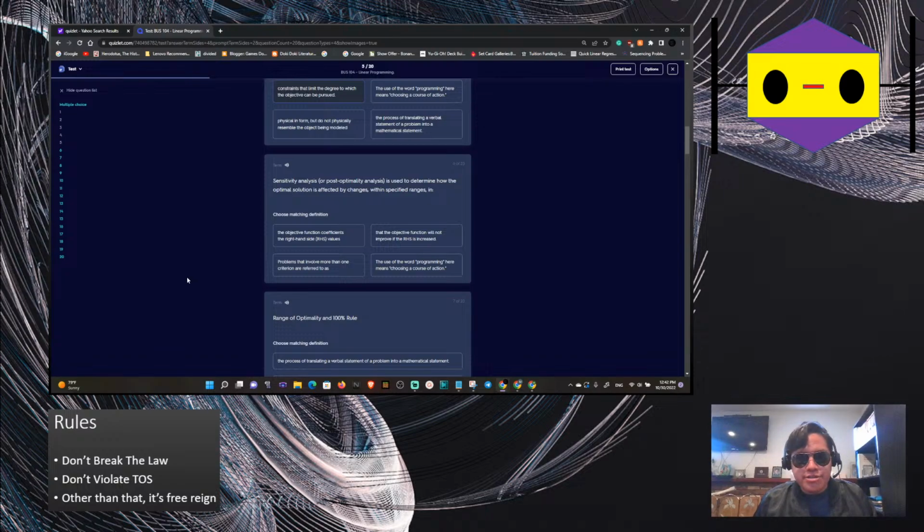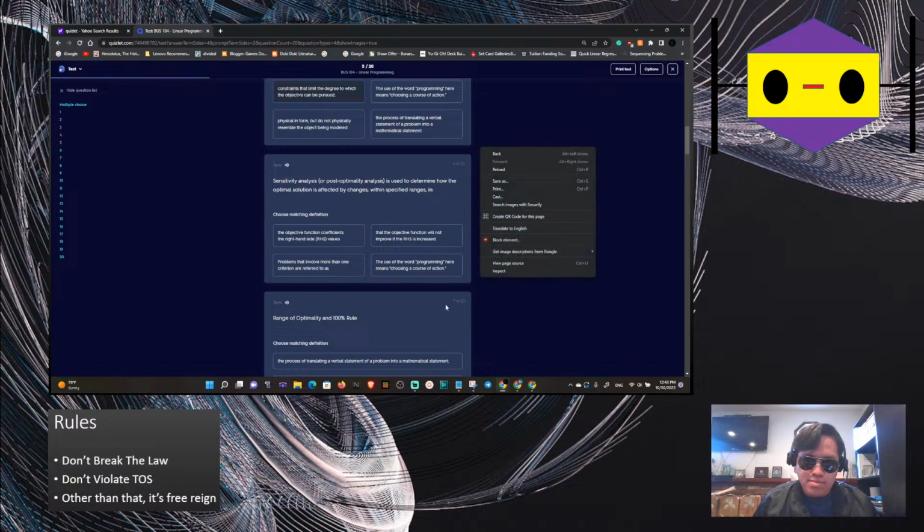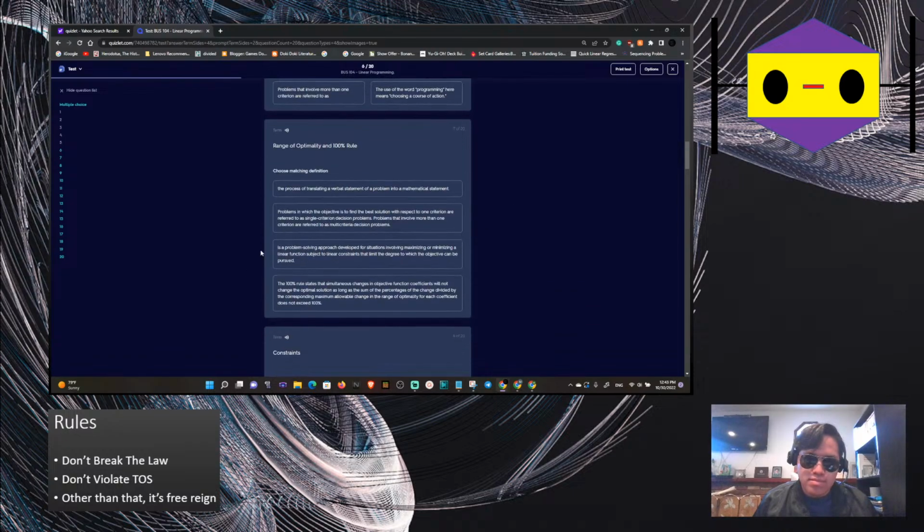Sensitivity analysis is used to determine how the optimal solution is affected by changes within specific ranges in what? Hmm. Right hand side. Yeah, two of them. A or B. I'm gonna go with A. Yeah, me too. Range of optimality and 100% rule.